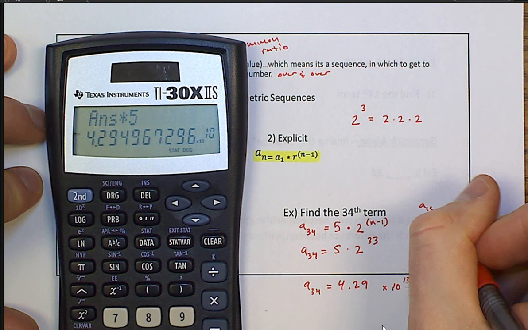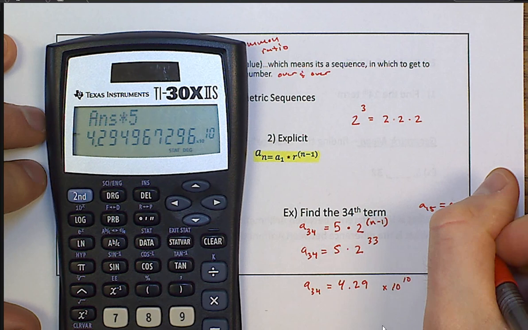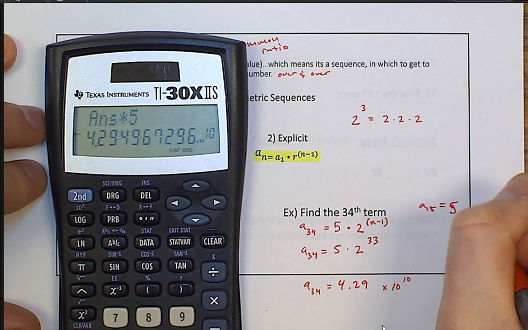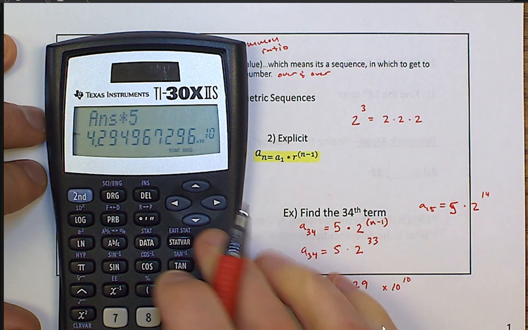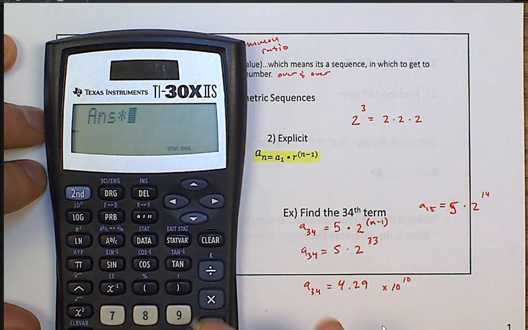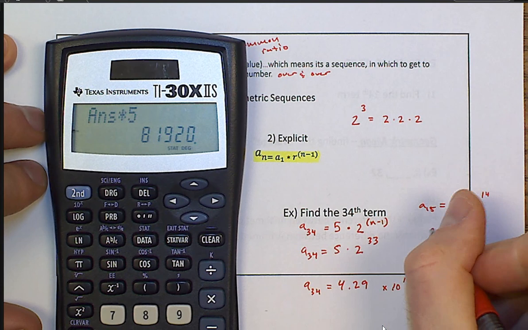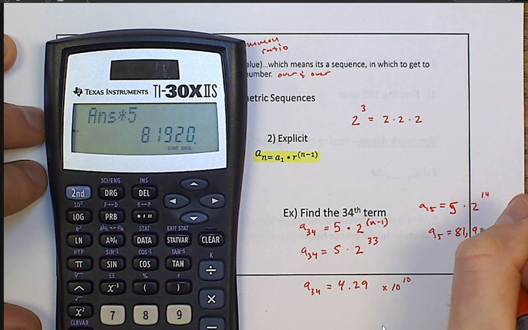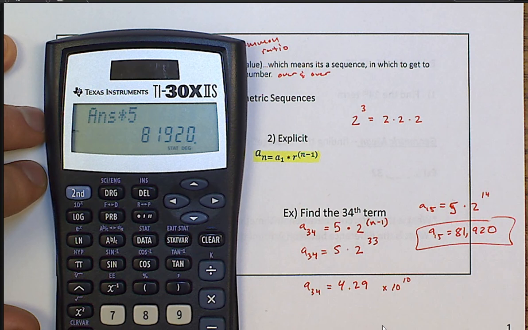a sub 15 would be, that's my first term, 5, times 2 to the 14th. Let's see if that gets a little smaller. 2 raised to the 14th. There we go. Let's times that by 5. There we go. So the 15th term is going to be 81,920. So that's how you would do something like that. Okay, let's flip it over.